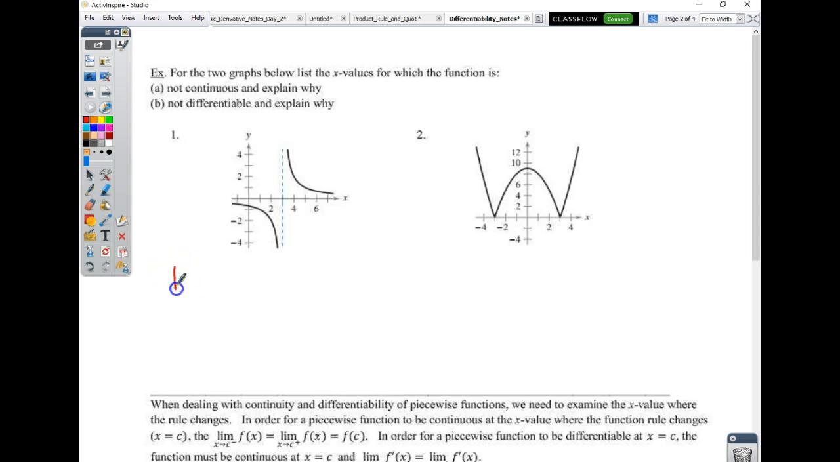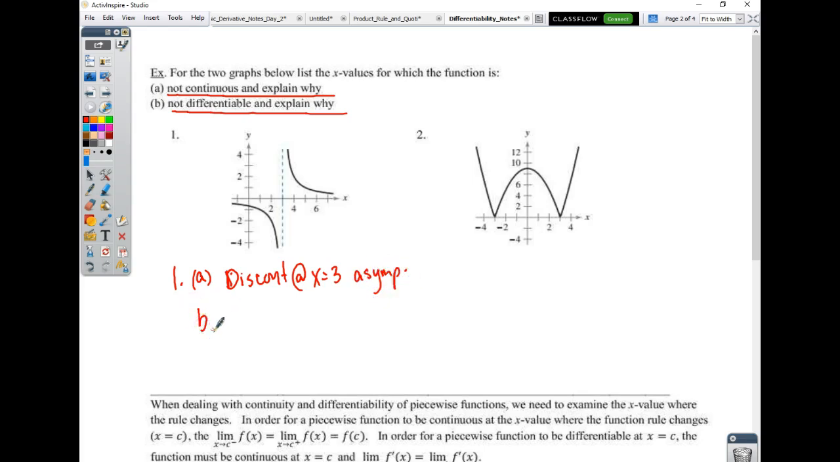For instance, if I look at question number 1 here, it says, where is this? It's telling us to find out when it's not continuous in y and when it's not differentiable in y. So if I look at 1, there's an asymptote at x equals 3, so a discontinuity at x equals 3, and that is an asymptote.